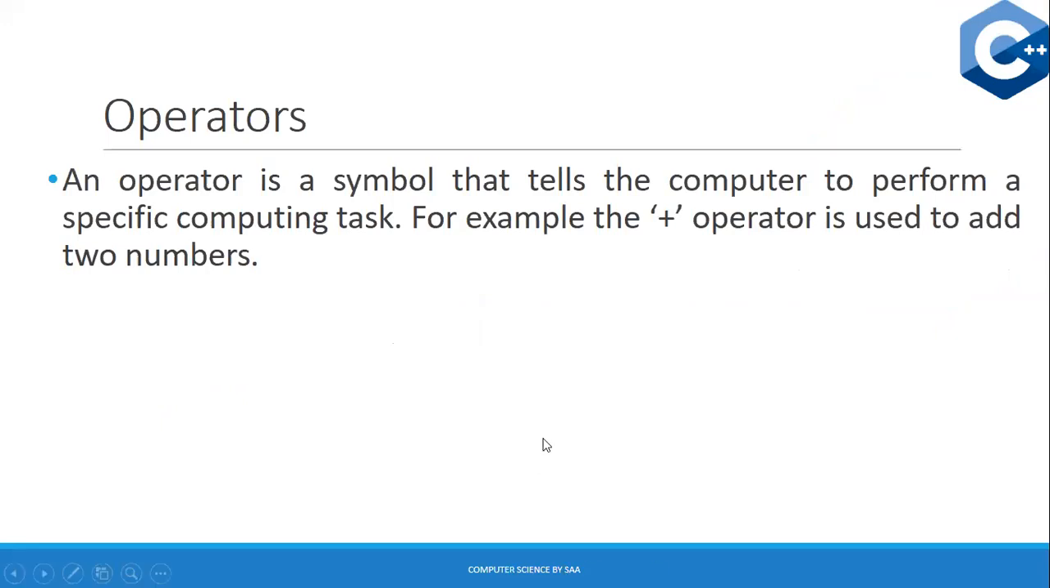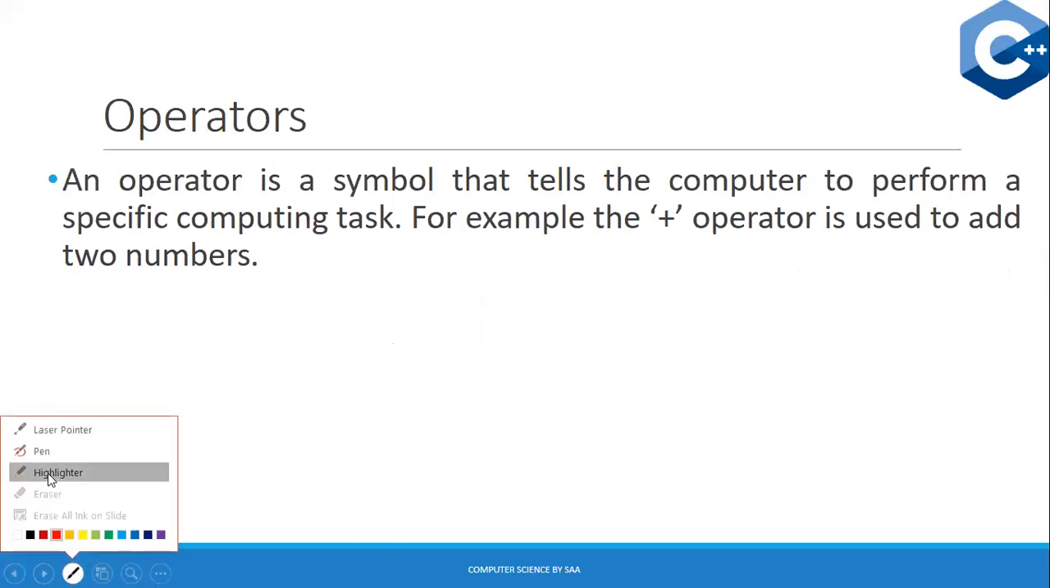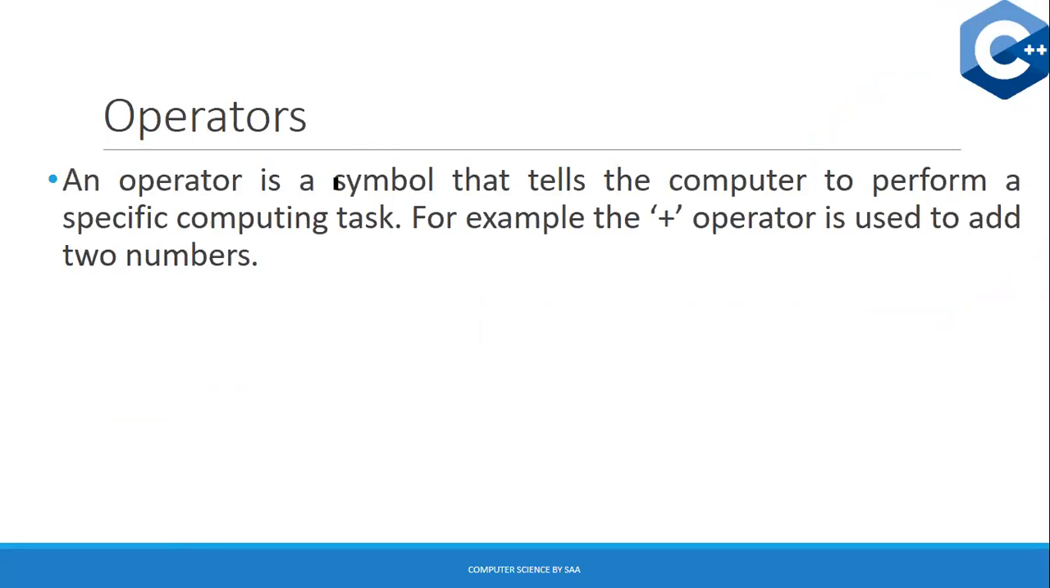First of all, we have to understand the concept of an operator, that what is an operator. An operator is basically a symbol that tells the computer to perform a specific calculation or a specific computing task. For example, we are having this addition symbol or addition operator that is used to add the two numbers. Basically, operators are the foundation or base of any programming language. They add the functionality to the language. Any language is incomplete without the operators, because we have to perform various calculations in our programs.